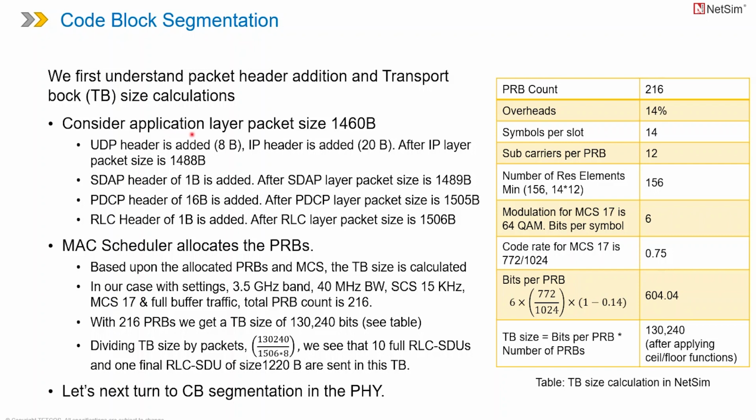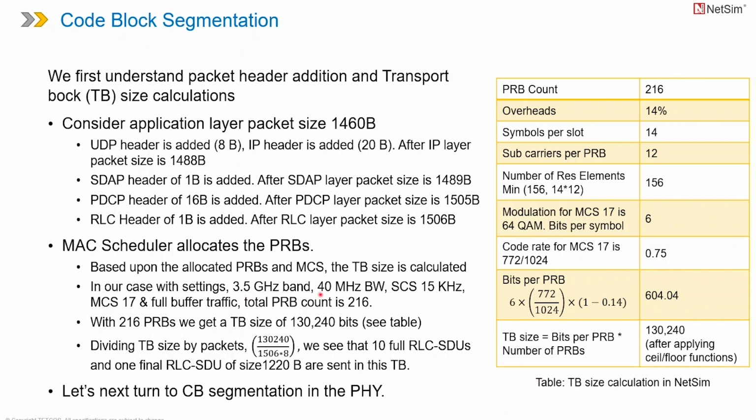Consider an application layer packet of size 1460 bytes. After addition of UDP, IP, SDAP, PDCP and RLC header, the size of the packet when it enters the MAC is 1506 bytes. At this point, the MAC scheduler allocates physical resource blocks or PRBs based on the available bandwidth and the scheduling algorithm. The transport block size is then calculated using the allocated PRBs and the chosen MCS. The calculation is explained in the table.